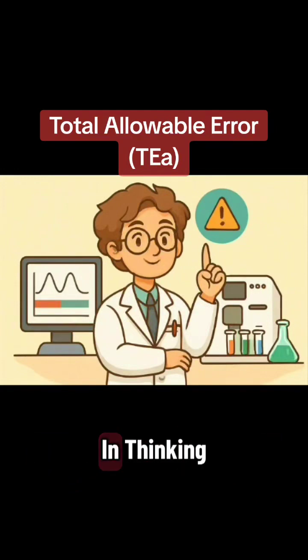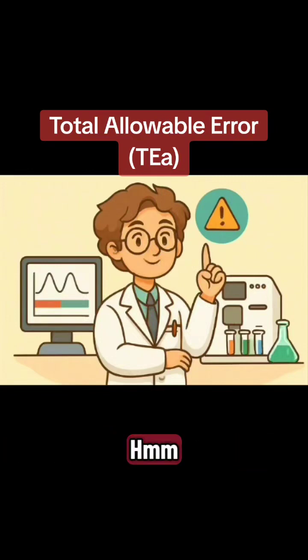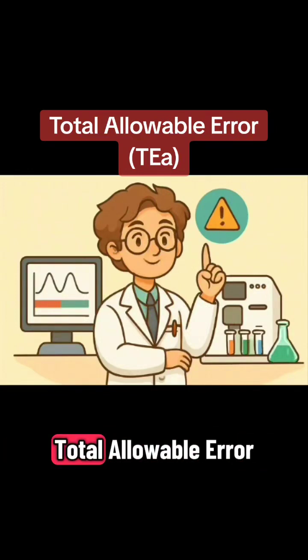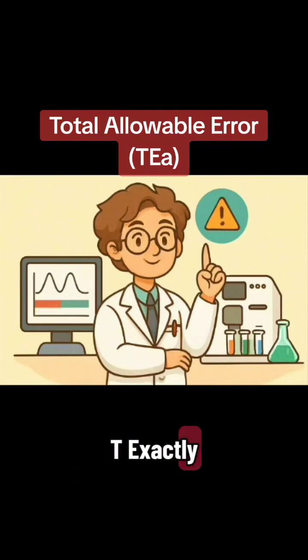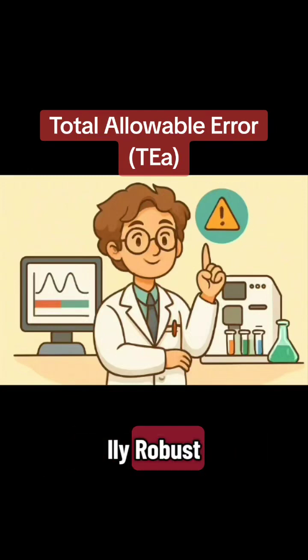That is such a critical shift in thinking, moving from just accuracy to acceptable limits. And the metric that drives that whole assessment is total allowable error, or TEa. Exactly. It's the defined tolerance limit that tells you objectively if a new method is good enough to keep your patient safe. It transforms a kind of subjective accuracy check into a really robust scientific evaluation.